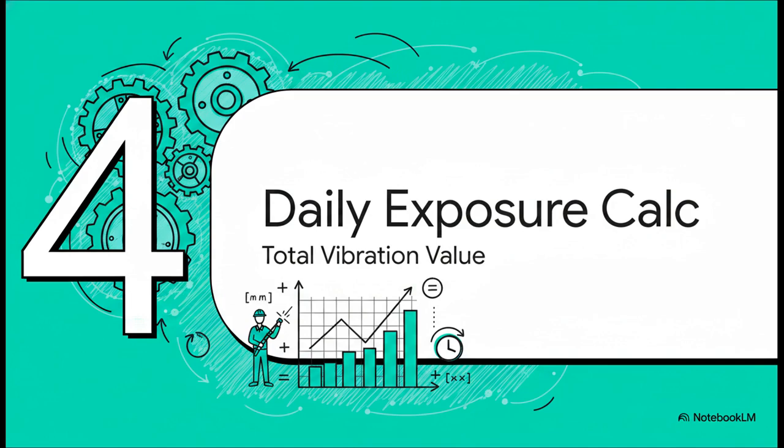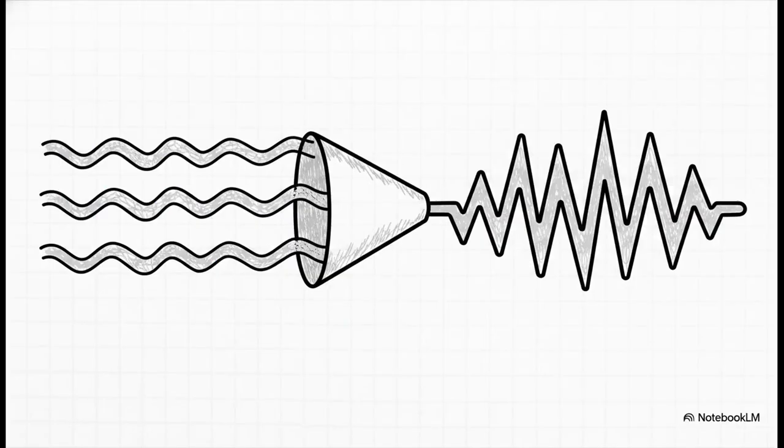Section 4. Calculating daily vibration exposure. Let's do some math because this is how we figure out the actual risk. It all starts with the total vibration value, which we call AHV. Because we measured in 3 different directions, we have to combine them into one single intensity score.